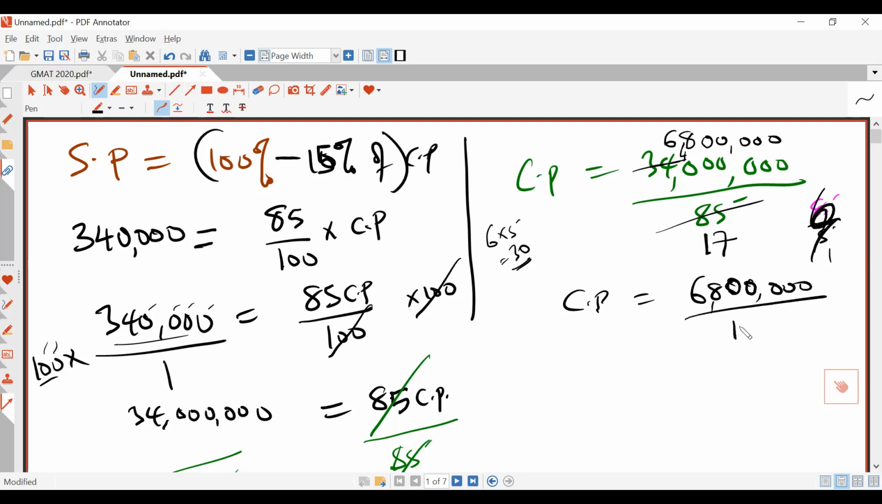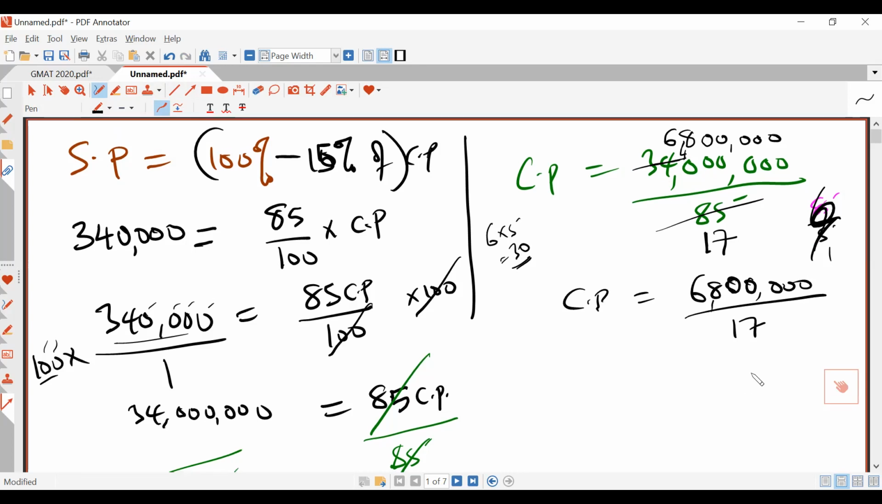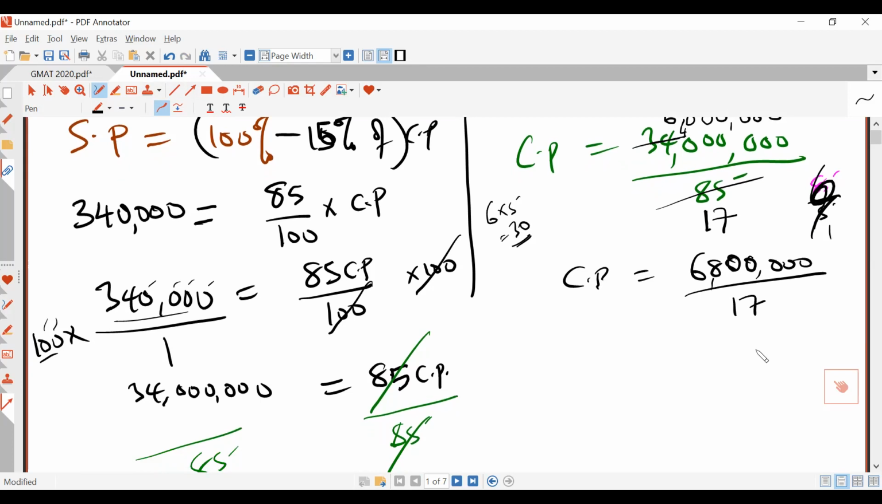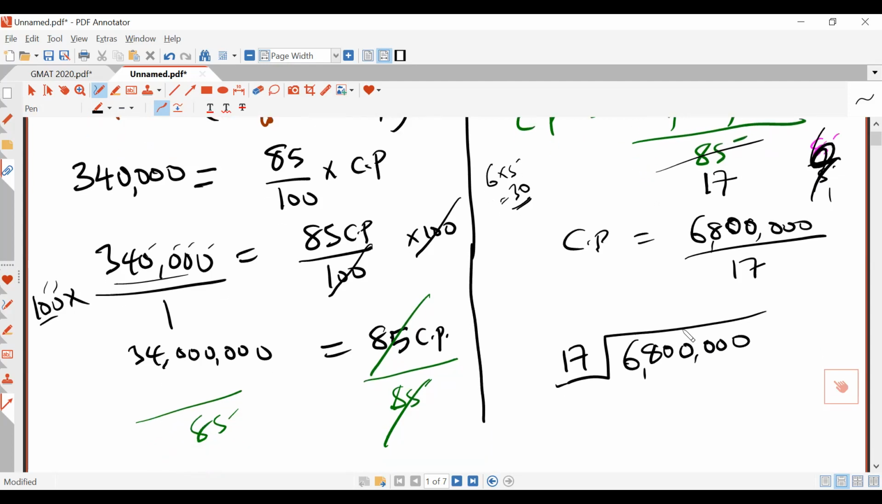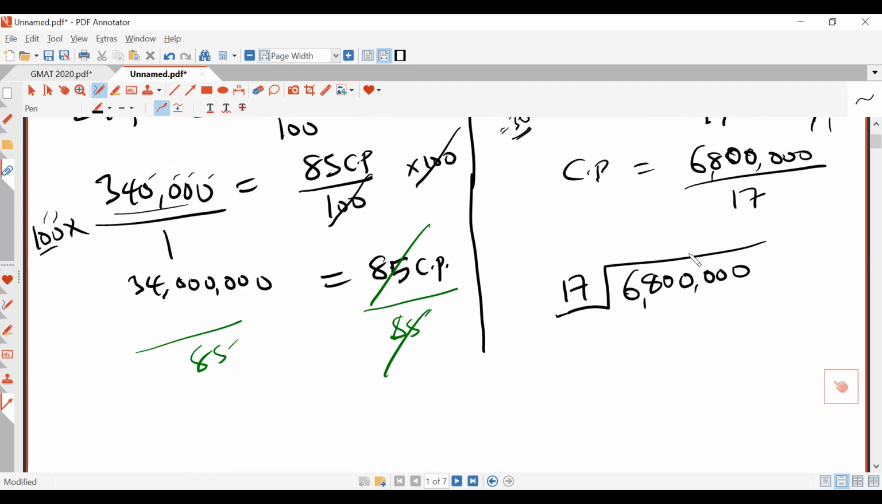But again, we have this 17. Which other figure can we use? I think we are done. We shall go back to our friend Grace's method, the long method. I named it after you. I think that when you divide 68 by 17, we get 4. Yes, we get 4. Very good. Yes, that is correct.